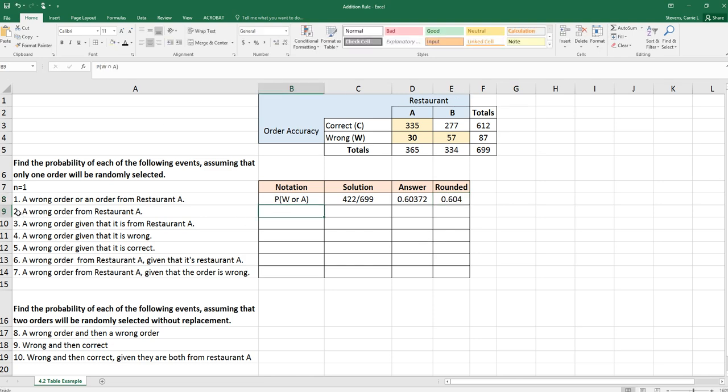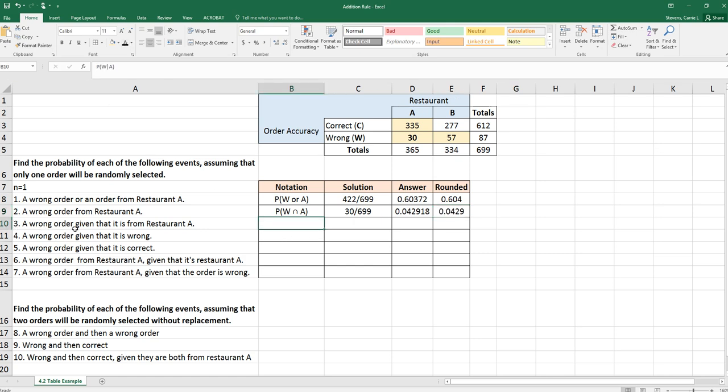The next one says a wrong order from restaurant A. So wrong from restaurant A means that we have to find the intersection of having a wrong order and being from restaurant A. So the overlap is the 30, and so we get the 30 out of 699 for that. There's your answer, which has a leading 0 after the decimal, so it'll be 0.0429 when you round it properly.